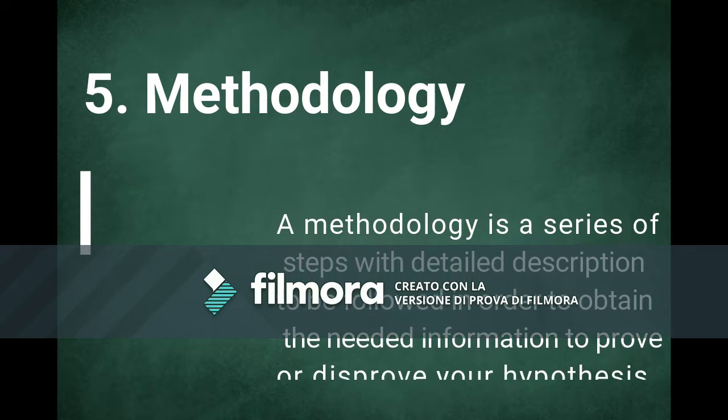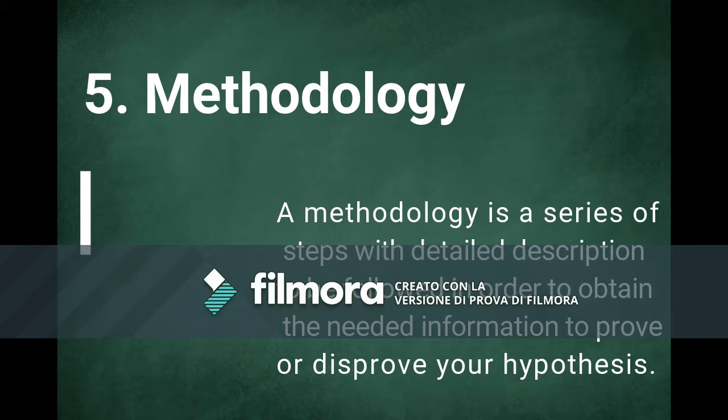Step number 5, methodology. A methodology is a series of steps with detailed description to be followed in order to obtain the needed information to prove or disprove your hypothesis. Step number 1. Check all the previous research and select the useful information. Step number 2. In case there's information missing, research more about a specific topic. Step number 3. Check our information and determine what is really useful to specify our work and make it more professional. Research for data and numbers we could use as reference to measure our unit.